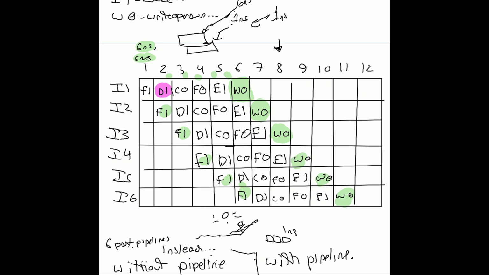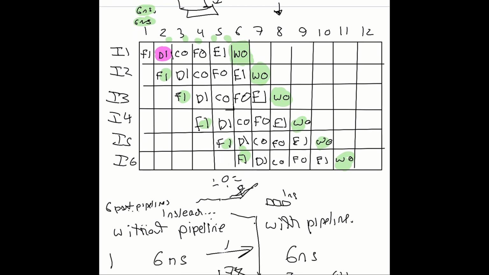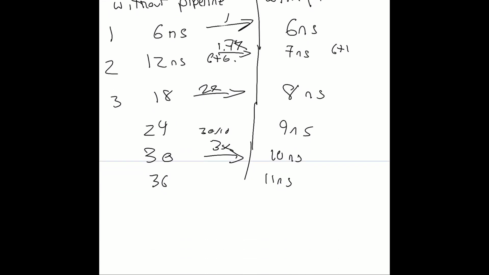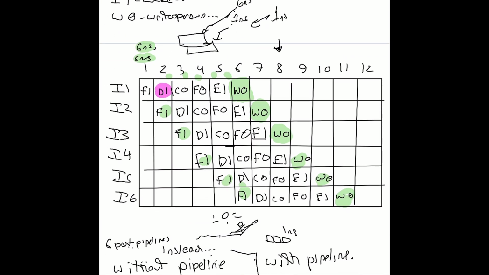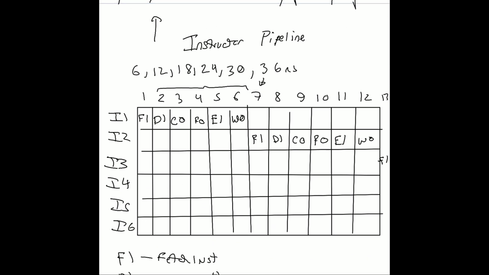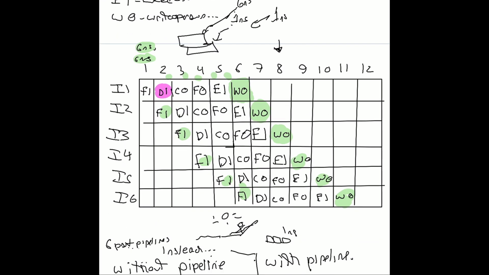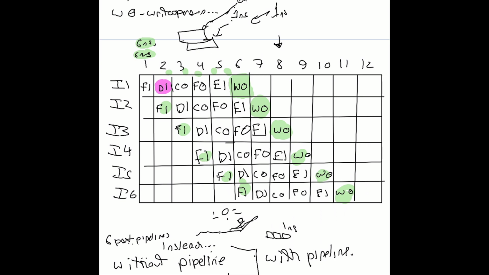Okay, so we can see there that 11 is basically for 6 instructions, whereas it would have taken 36 nanoseconds. So you can see there how many instructions we did in less time than it would have taken us to do 2 instructions. So this, of course, is the ideal scenario.